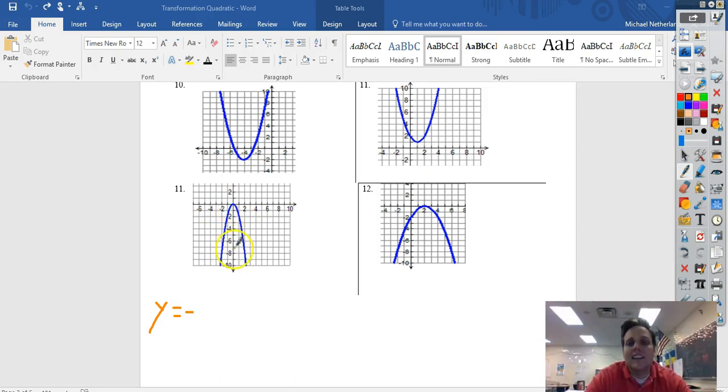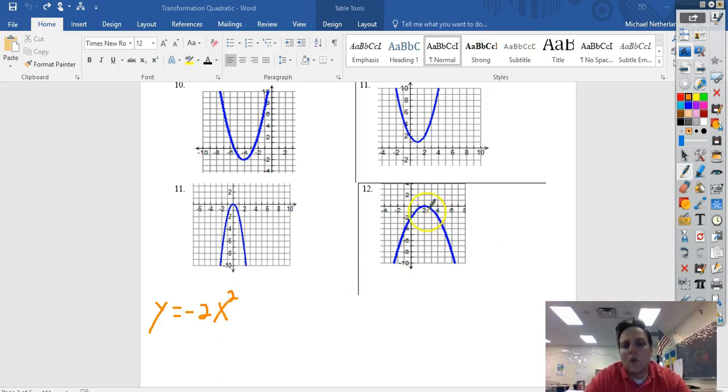And then I'm reflected downwards. Alright, so I have the negative sign, but now look, start at your origin and count to your next whole number point. Down 2 over 1. So once again, it's -2 x squared. There was no h, there was no k, so I just write x squared.